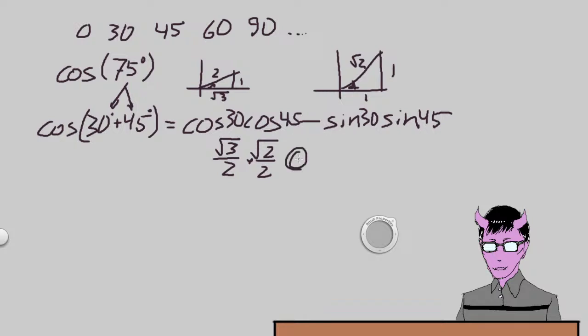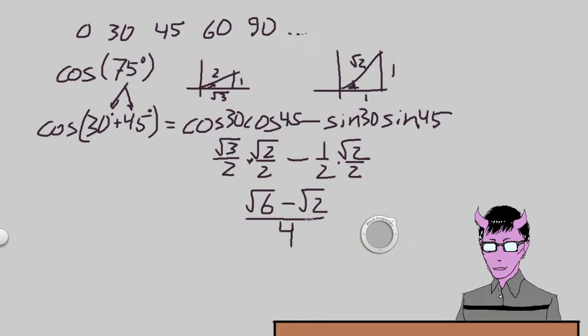Copy, paste. Sine of 30 is opposite over hypotenuse, so 1/2, and then the 45 back to here, root 2 over 2. And of course, carrying out the operation, the common denominator is 4, and this is root 6 minus root 2, all over the common denominator 4. And then we're good to go with this particular problem.